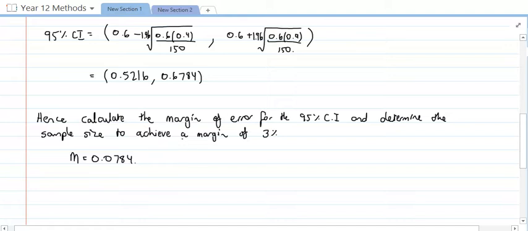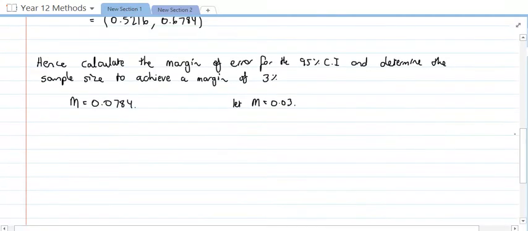Okay, I want to know what the sample size has to be to achieve a margin of error of 3%. So for the second part of the calculation, I'm going to let m equal 0.03, and then I'll just work it out. So 0.03 equals 1.96 times the square root of 0.6 times 0.4 divided by n. And I don't know what n is in this case. That's what I'm trying to find out.